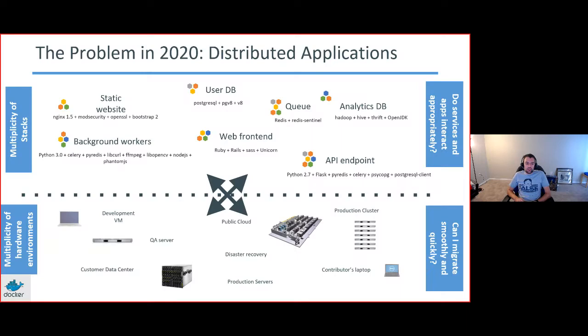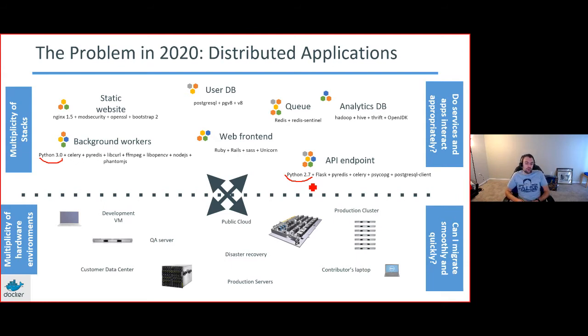Because if we look in 2020 into our distributed application landscape, we are in a situation where we have multiple application stacks that are running in parallel, where we have multiple different services and multiple different applications, potentially even with multiple different versions of certain background software that we're using. And if you check here on this slide, I even have an example where I have some background workers leveraging Python 3.0, and I have an API front end leveraging Python 2.7.